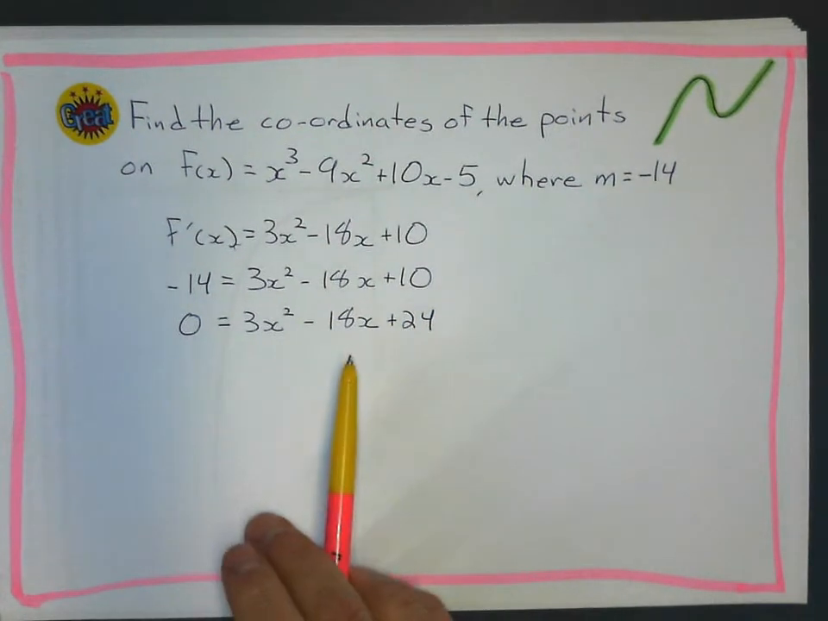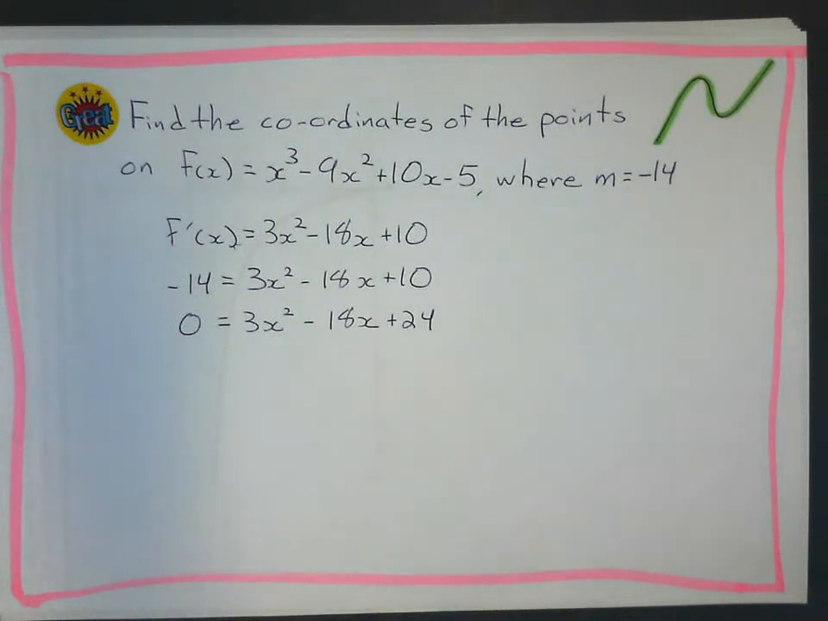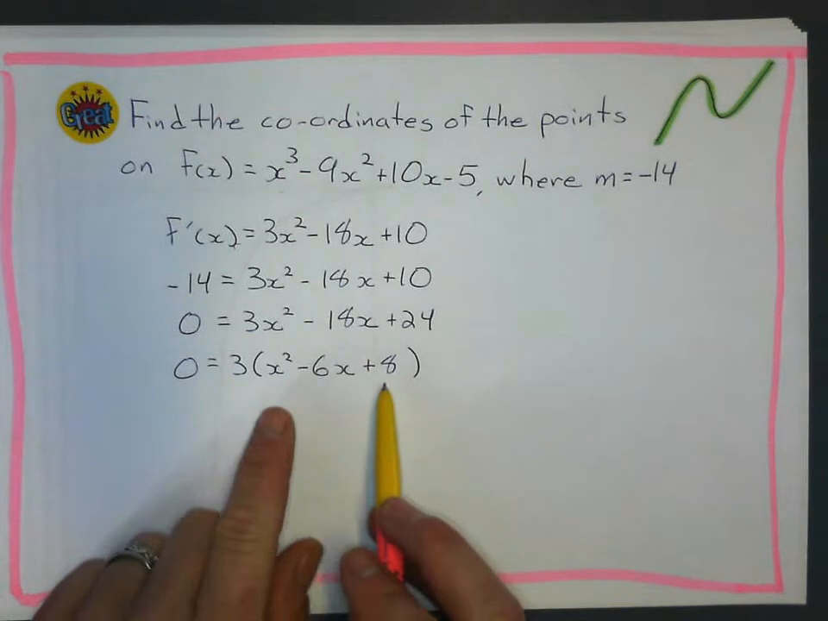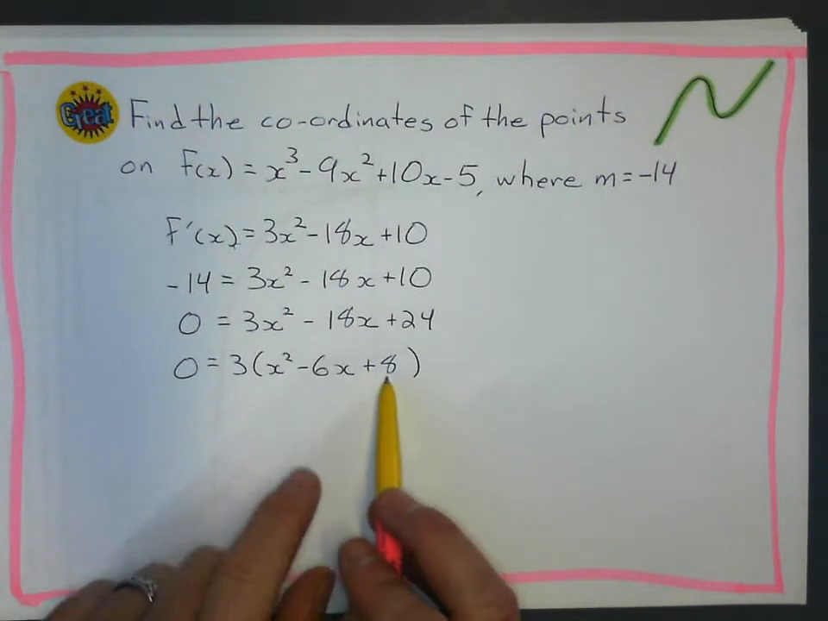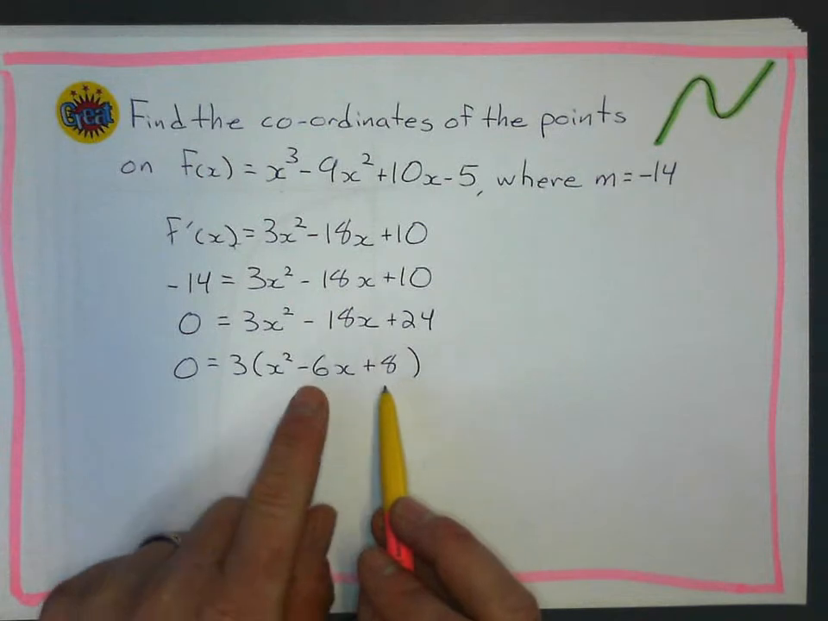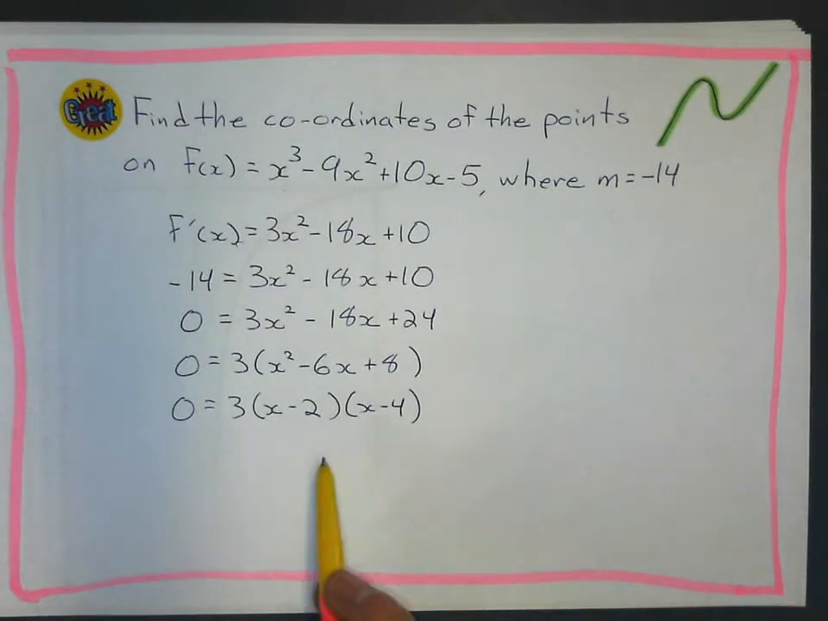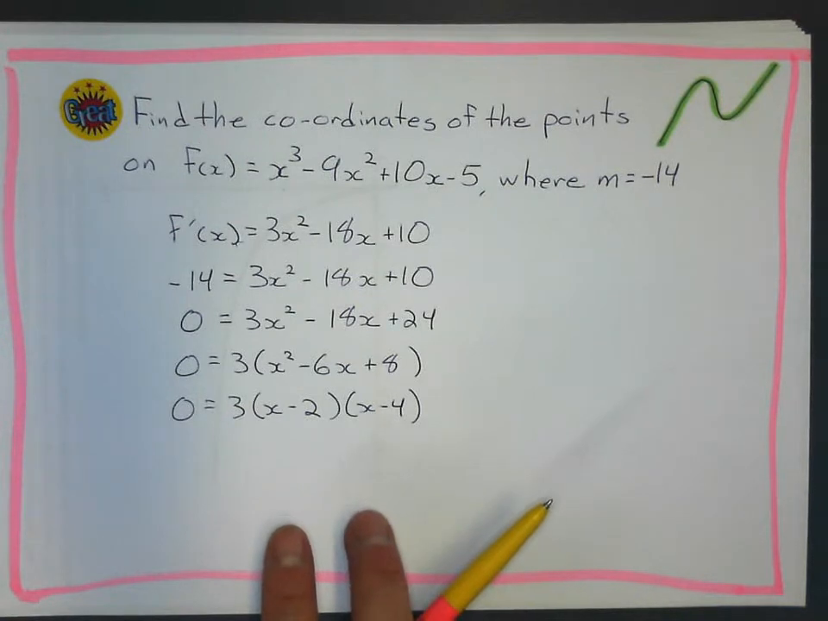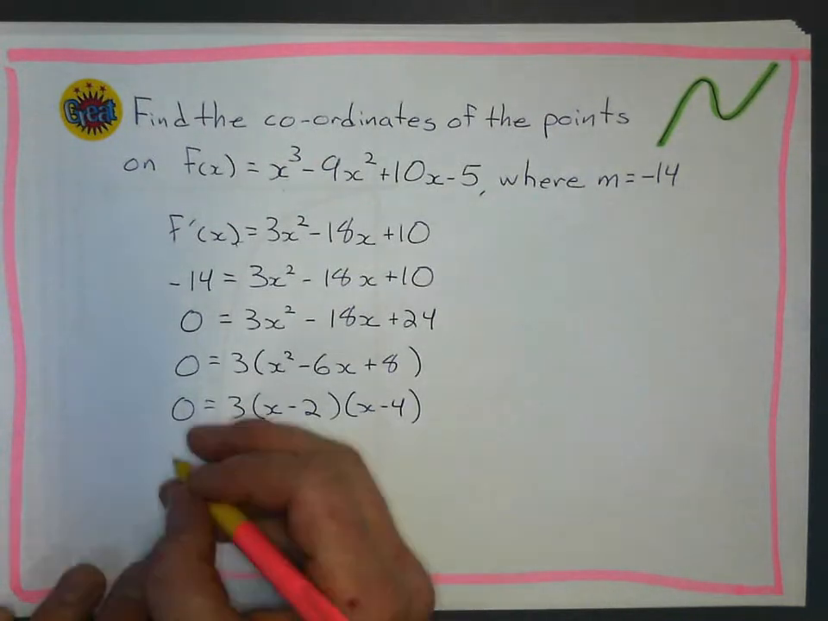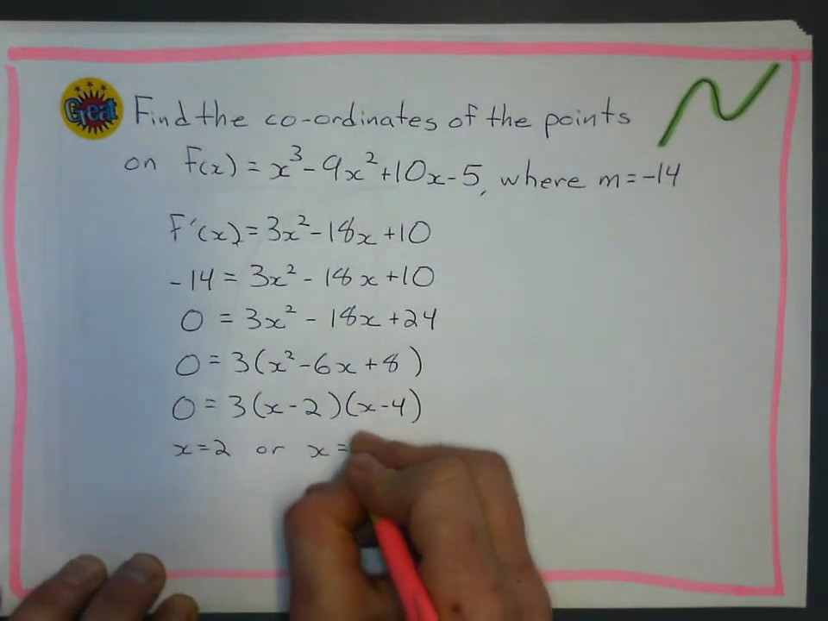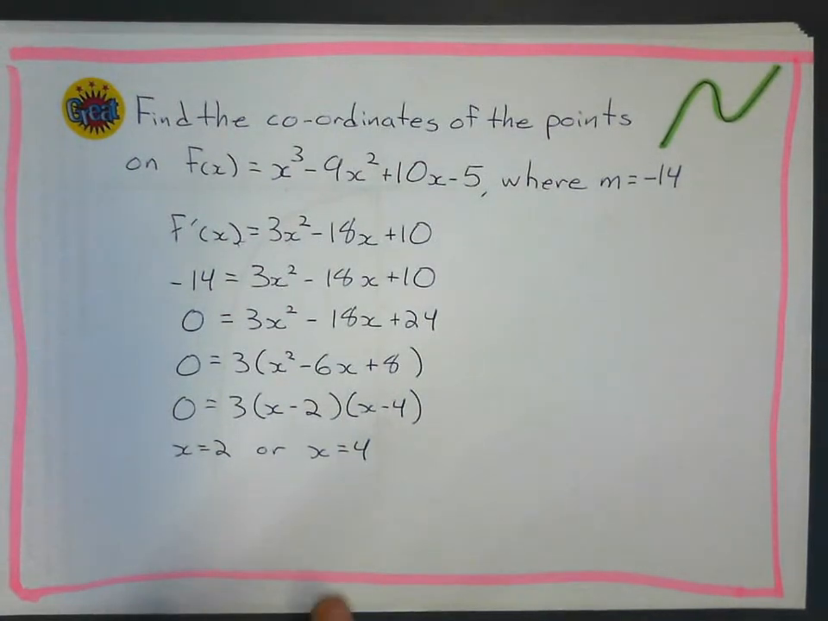Now from here, you can solve it on the graphics, or you can factorize it. I'll factorize it because it's more fun. First thing I notice is that there's a common factor of 3 within all the terms, so I factorize that out. Now I factorize this polynomial in here. What factors of 8 add up to negative 6? That's x minus 2 and x minus 4. So that means my two solutions, I should get two values of x because there's 2 points, are x equals 2 or x equals 4. So those are the two x-coordinates for my 2 points.